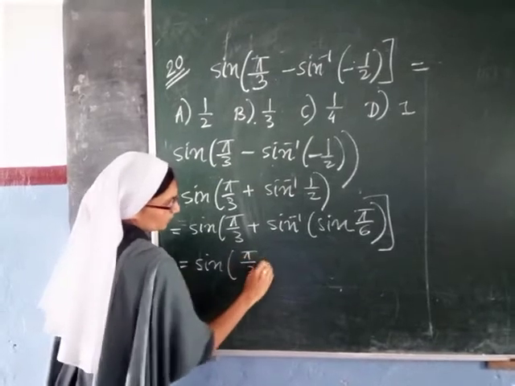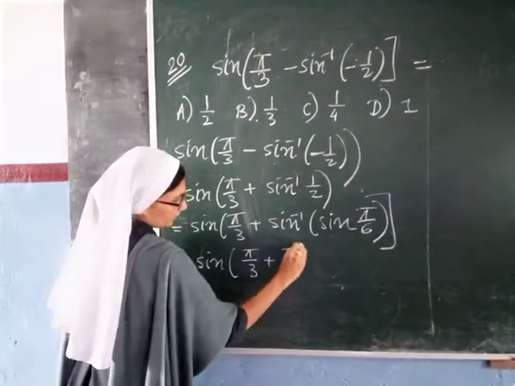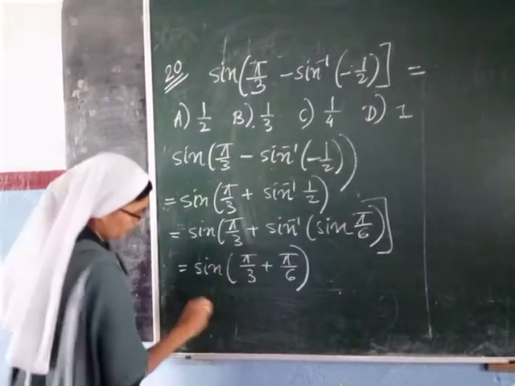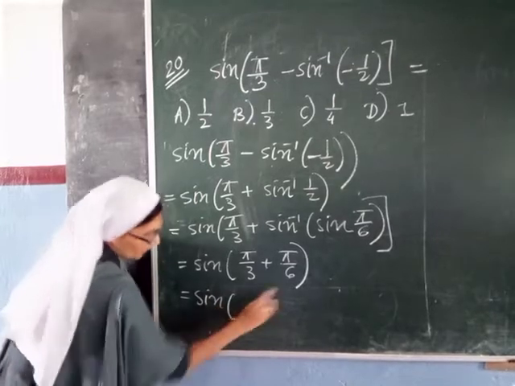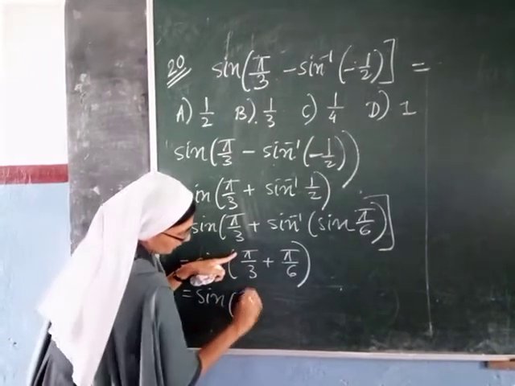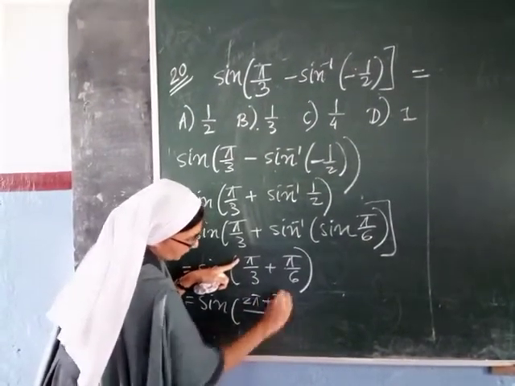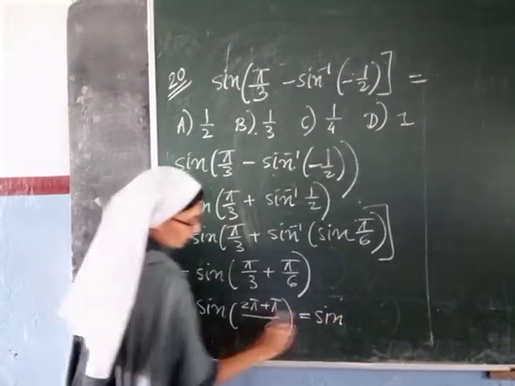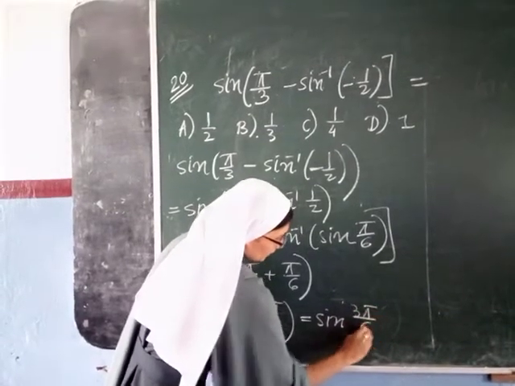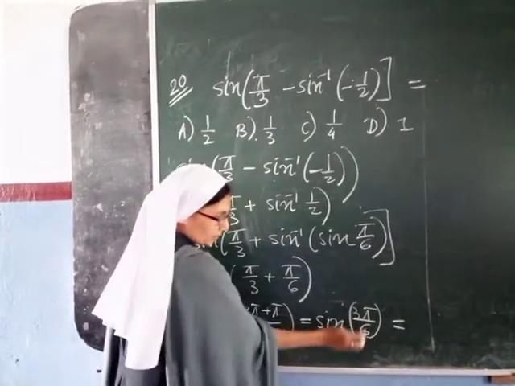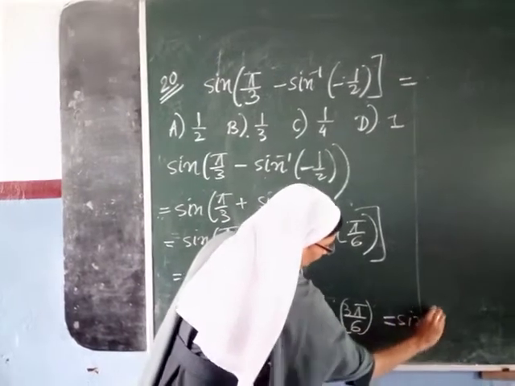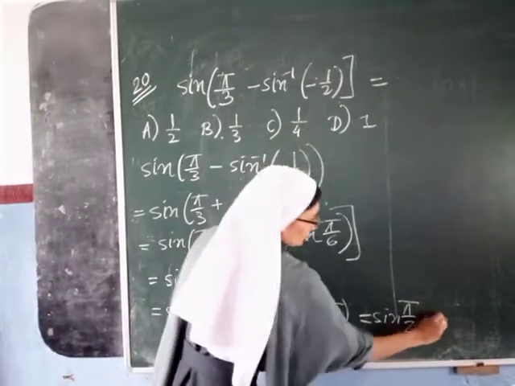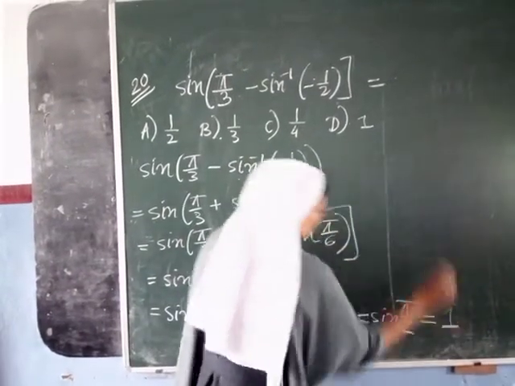So pi by 3 plus pi by 6. Okay, take LCM. LCM is 6, multiplied by 2, so 2 pi plus pi divided by 6. So what we get is sin of 3 pi by 6. So 3 and 6 you got, so sin pi by 2. What is the value of sin pi by 2? It is 1.